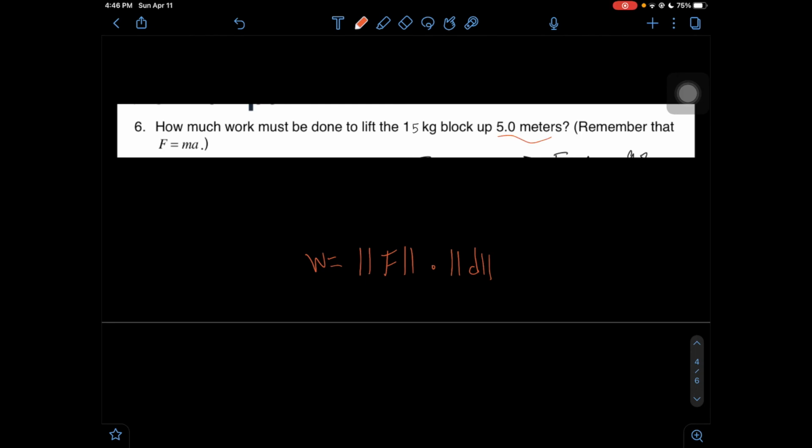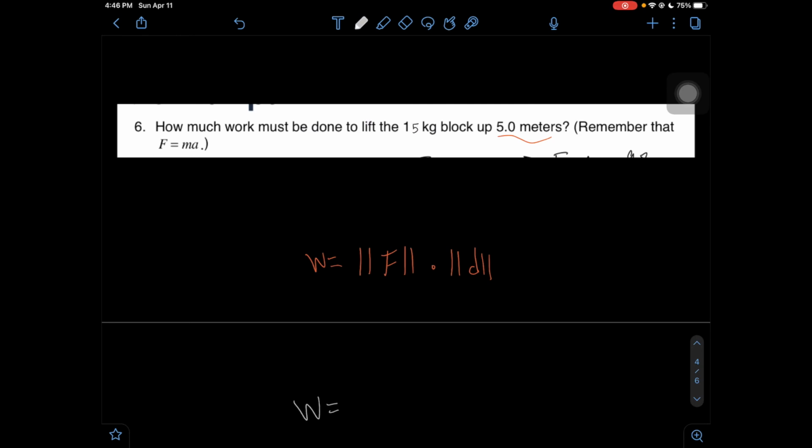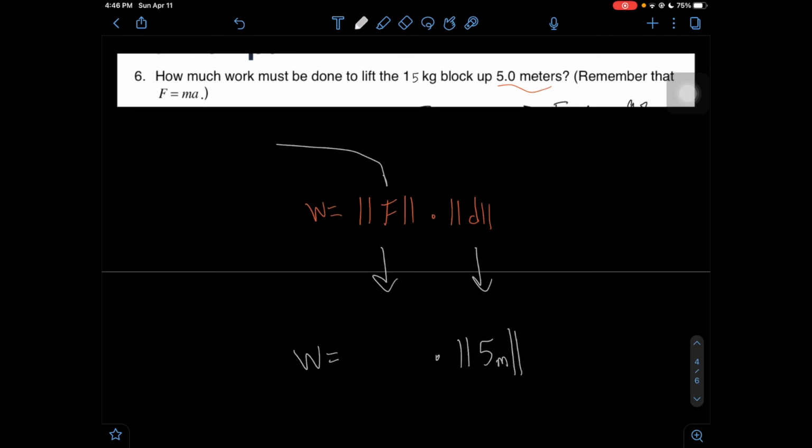Well, distance is given in the problem, so we can write it down here. So W equals, we don't know the magnitude of force just yet, but we do know the magnitude of distance is 5. So we have 5 meters. We can do 5m. All right, now we need to find force. Well, force equals mass times acceleration. We know the mass of our object is 15 kilograms. Force equals our mass times acceleration. Mass is 15 kilograms. And now we need to figure out acceleration.